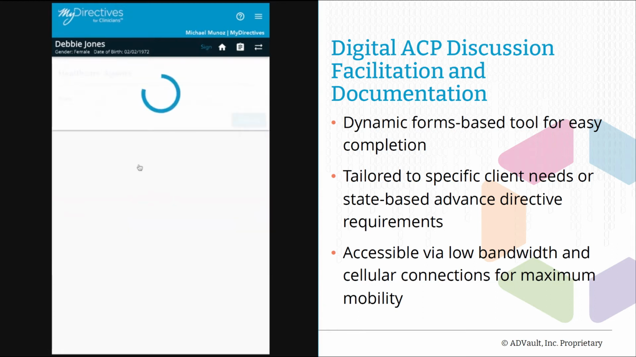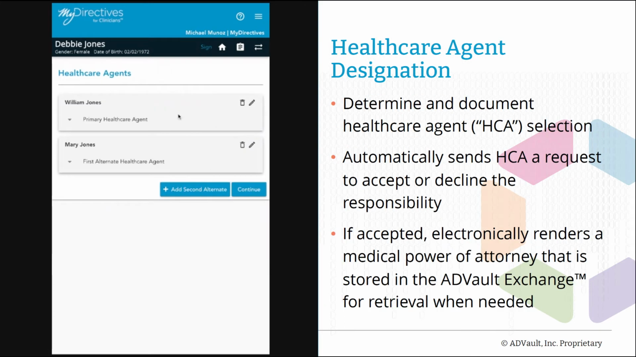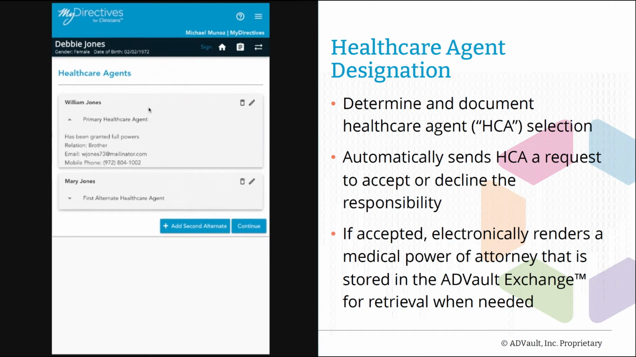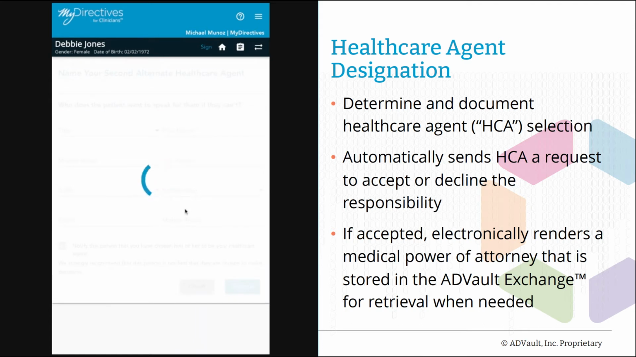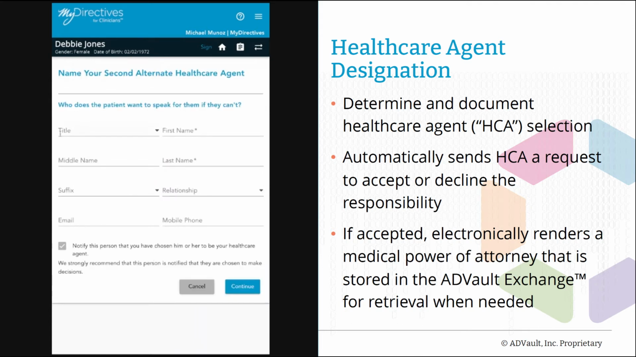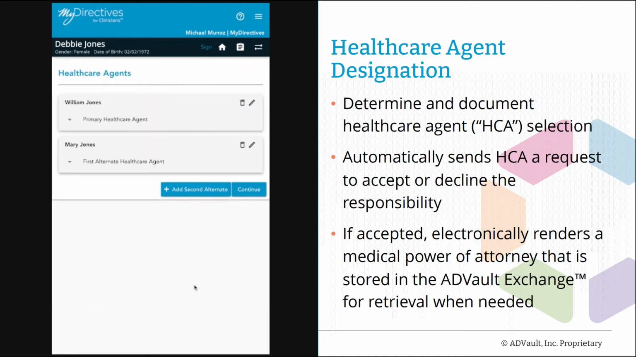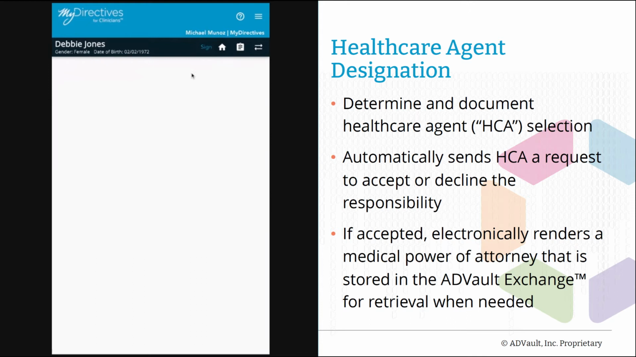So if I jump over to Healthcare Agent, you'll notice here that we've already got 2 healthcare agents in the system. I can see the information that we have stored for that agent and what powers have been granted, or I can also add a second alternate healthcare agent with name, title, contact information, relationship, and the powers that you wish to grant. We won't add a new one here, but we'll go back to the dashboard.